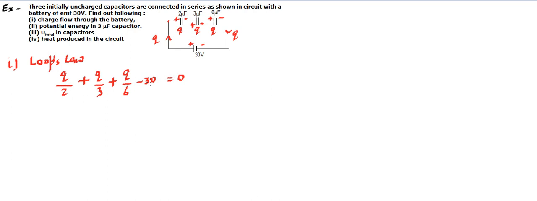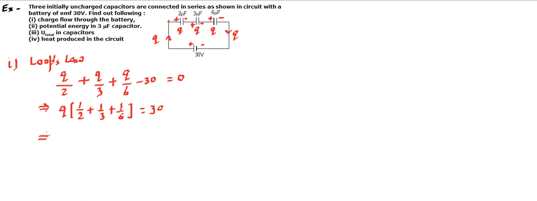This is in volt, the SI unit. The charges are considered in microcoulombs so that we are able to write these capacitances in microfarad. So micro and micro cancel out. That means whatever q comes out is going to be in microcoulombs. Great. So we can go ahead. Now we can take this q as common and simplify these numbers: 1 by 2 plus 1 by 3 plus 1 by 6, and that's going to be equal to 30.